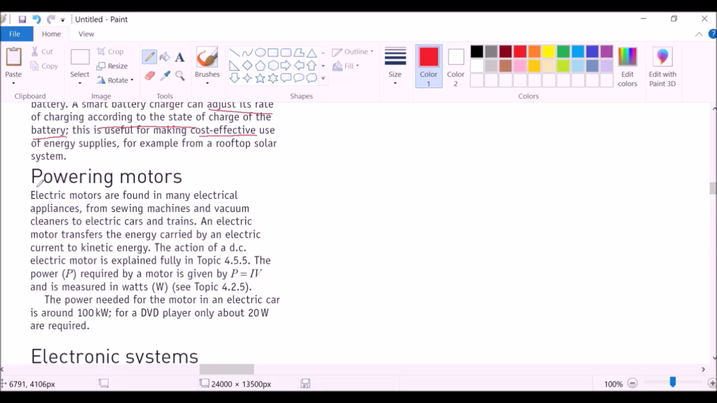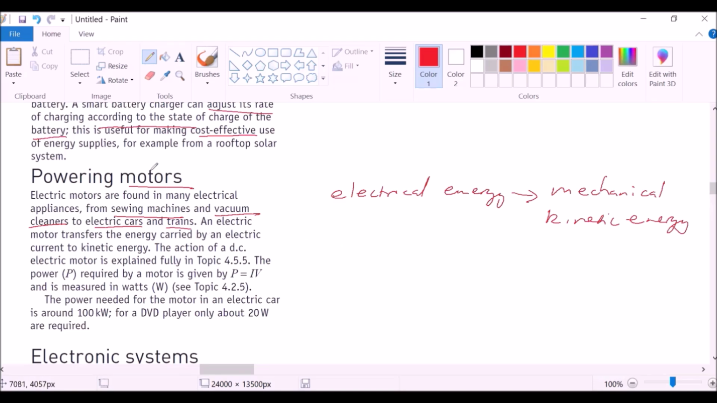Electricity can also be used to power motors. A motor is a device that converts electrical energy to mechanical or kinetic energy. Electric motors are found in many electrical appliances, from sewing machines, vacuum cleaners, electric cars, and trains. So anything that has movement will require a motor to convert the electrical energy to kinetic energy. An electric motor transfers the energy carried by an electric current to kinetic energy.